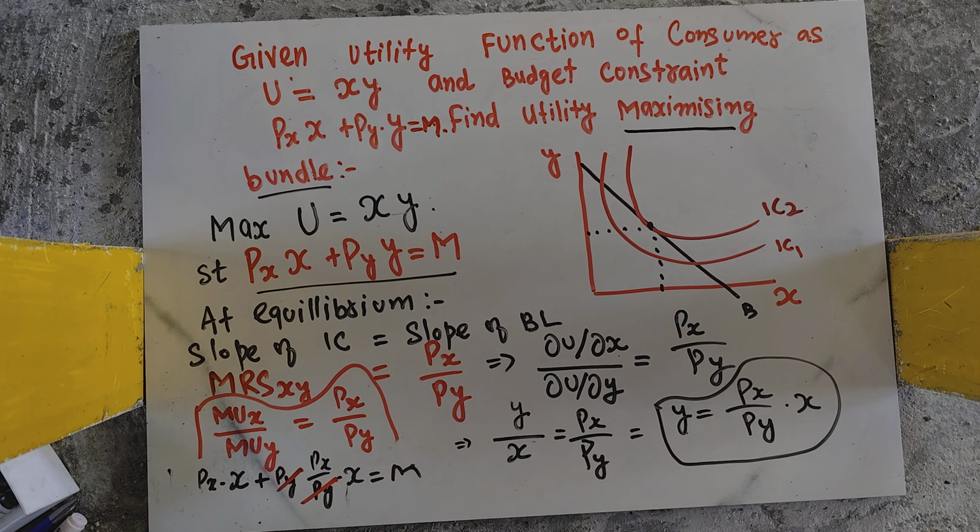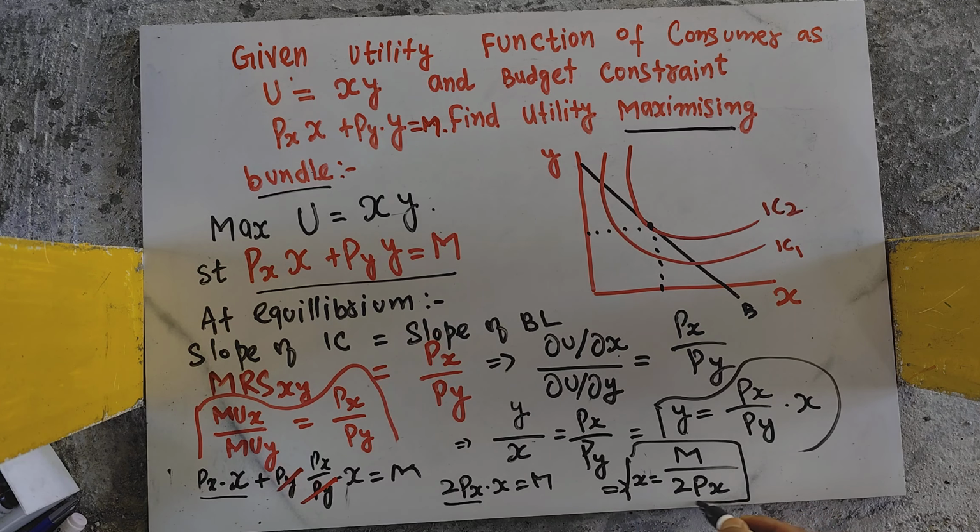Here py gets cancelled, so we have px into x, px into x, the same two terms, we can add them. That means twice px into x is equal to m, which implies x is equal to m divided by, transpose it here, 2 px. This is the demand function for good x. Likewise, the demand function for good y will be equal to m upon 2 py.